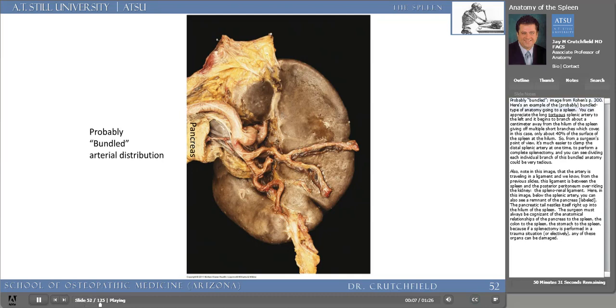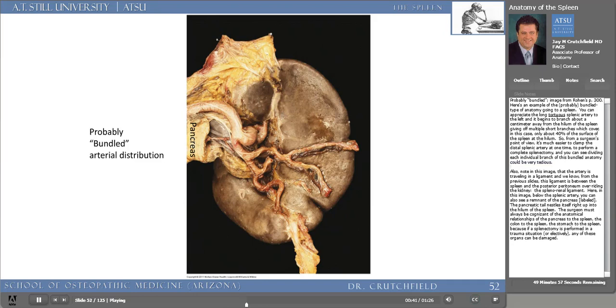You can see the long, tortuous splenic artery to the left, and it begins to branch about a centimeter away from the hilum of the spleen, giving off multiple short branches which cover only, in this case, about 40% of the splenic surface at the hilum. So, from a surgeon's point of view, it's much easier to clamp the distal splenic artery at one time to perform a complete splenectomy. And you can see dividing each individual branch of this bundled anatomy could be very tedious.